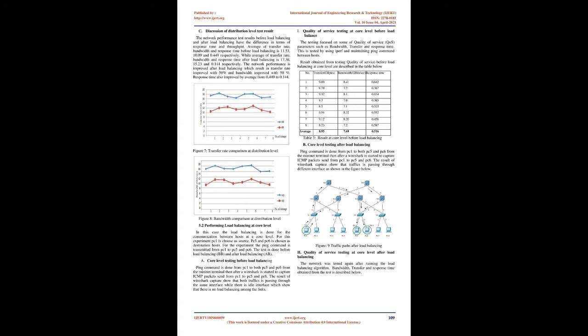The result of the Wireshark capture shows that traffic from PC1 to PC3 is passing through S1 ETH3, while traffic from PC1 to PC4 is passing through S1 ETH4, which means that there is load balancing among the links. This time the Wireshark IO graph output shows there is traffic on both interfaces of switch 1, which means that load balancing is done.